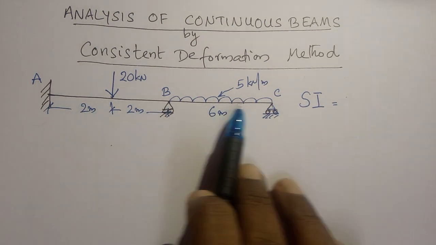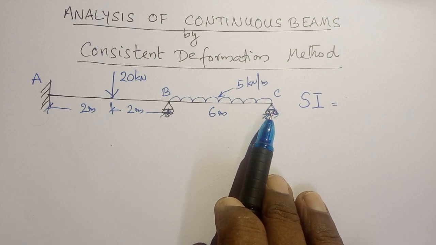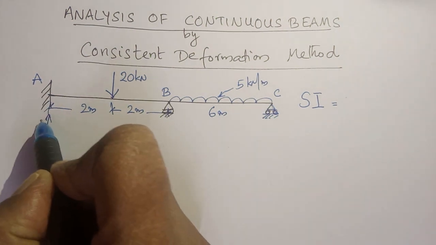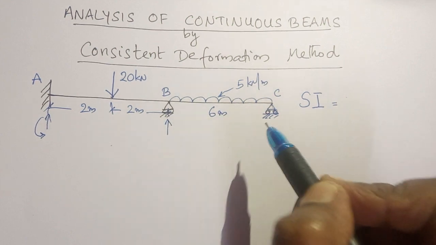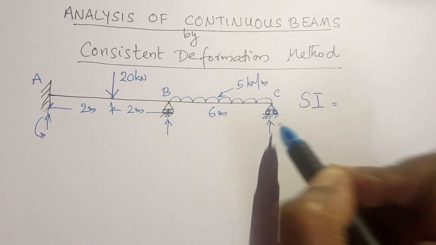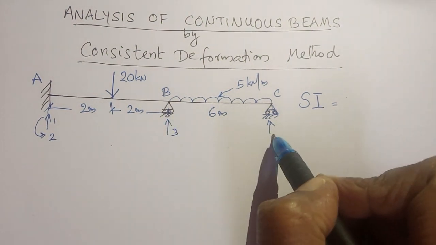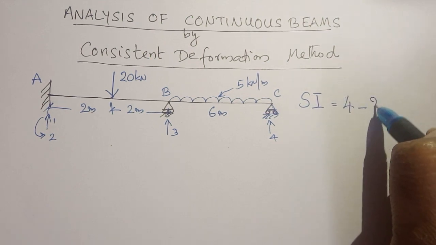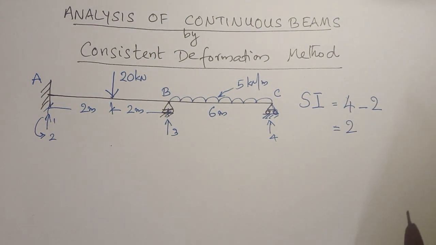Here we are considering a beam with vertical load alone, so we'll be considering only two equations of equilibrium: sigma V equals 0 and sigma M equals 0. The unknowns are, on the fixed end, a vertical reaction and a moment; at the hinge, a vertical reaction; and at support C, a roller, a vertical reaction. So 1, 2, 3, 4: 4 unknowns minus two equations of equilibrium. So static indeterminacy is equal to 2.